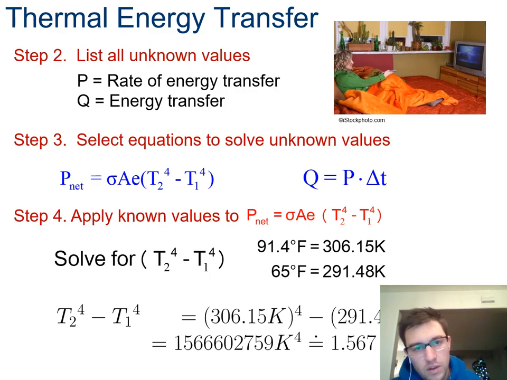If you don't have that conversion easily in front of you, you can use the conversion factors and conversion charts to go from Fahrenheit to Celsius and then Celsius to Kelvin. Make sure you're doing this in proper order. So you have to take this to the fourth and then do this to the fourth, and then you subtract those two big numbers. And when you do that, you end up with a large number, 1.567 times 10 to the 9th Kelvin to the 4th.